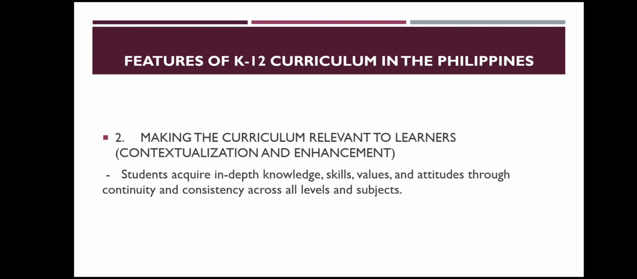Number two, making the curriculum relevant to learners. So this is the contextualization and enhancement. So the students will acquire in-depth knowledge, skills, values, and attitudes through continuity and consistency across all levels in subjects. So with the different subjects, they are able to gain the knowledge and skills, the values, and develop the attitude. And it continues to the different levels.